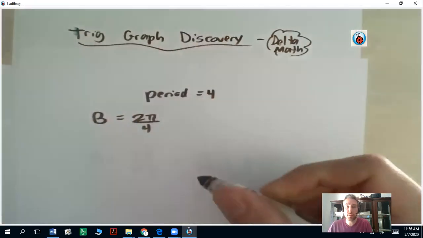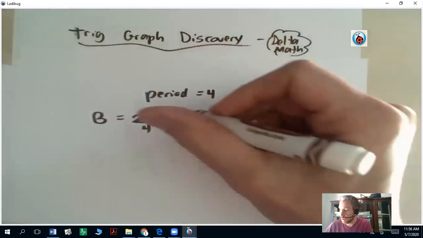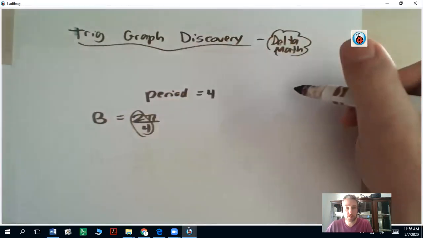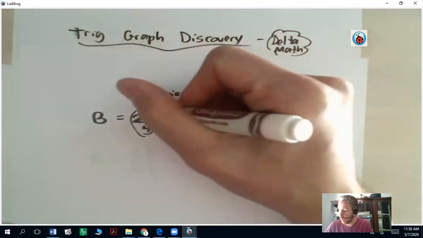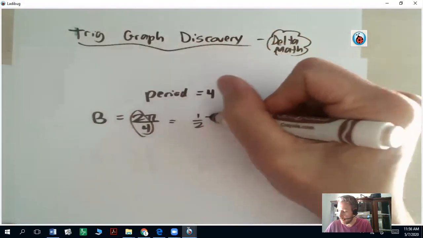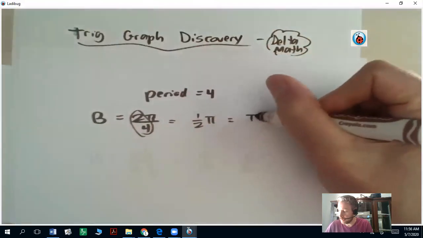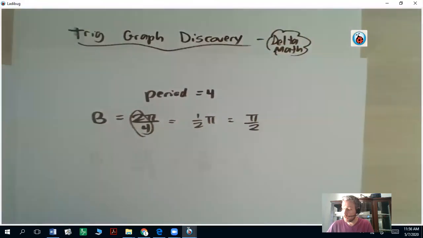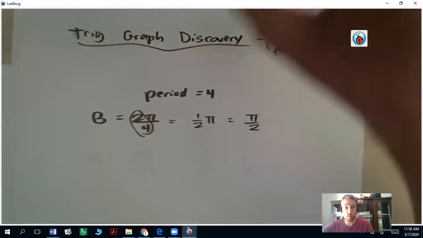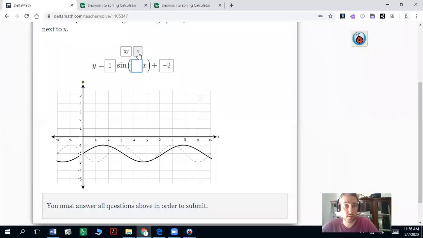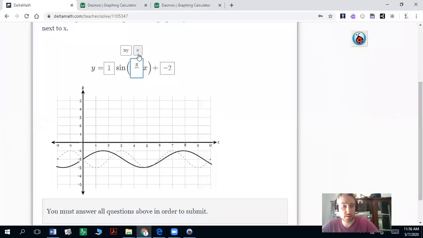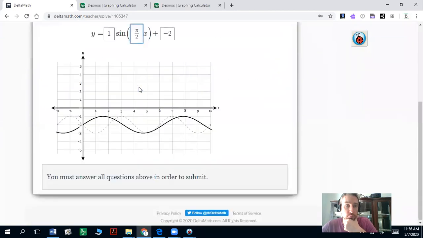Now we can't put pi as a decimal in this, so we just want to reduce the 2/4. It's like converting from a degree to radian. Just reduce the fraction. That's going to be 1/2 pi. We're really just going to write pi over 2 on this problem. So your b value should be pi over 2. Sometimes b's have pi's in them. So in this case, you'll click pi divided by 2, and that'll be the number that multiplies by x.